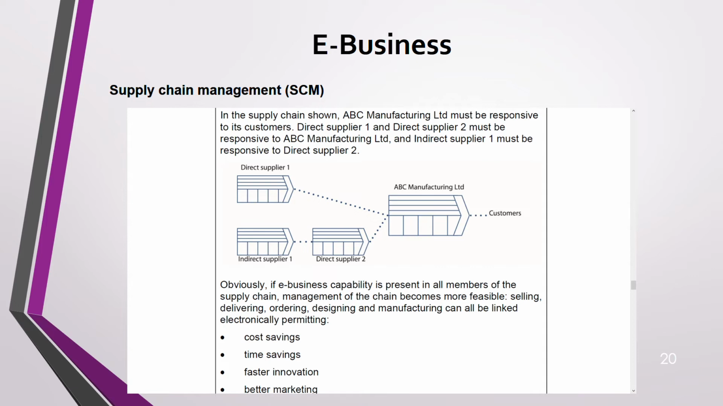See, supply chain management will become more feasible now. Like from selling to delivering, to ordering, to designing or manufacturing, all these functions can be linked electronically. Now, when you have to order, you will do it all electronically. When you have to design, all electronically; manufacture, electronically; deliver, electronically. But it will allow some advantages. What are they? Just go through the bullet points at the end.